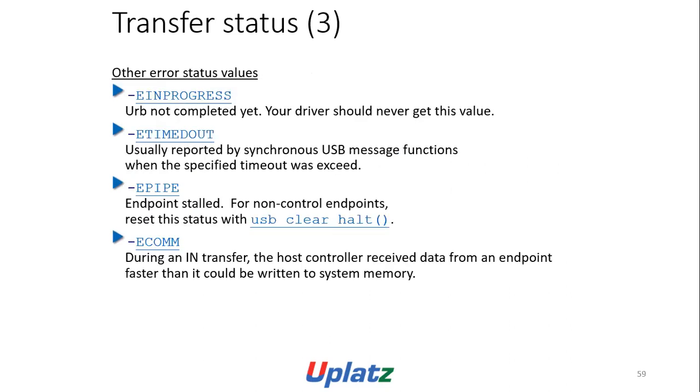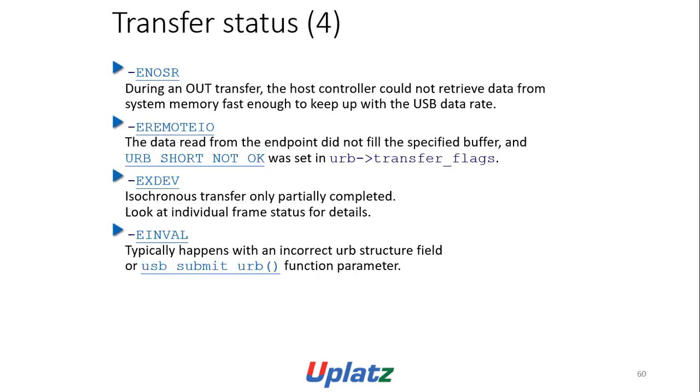Other error status values: -EINPROGRESS, the URB is not completed yet; your driver should never get this value. -ETIMEDOUT: usually reported by synchronous USB message functions when the specified timeout was exceeded. -EPIPE: endpoint stalled; for a control endpoint, reset this status with usb_clear_halt. -ECOMM: during an IN transfer, the host controller received data from an endpoint faster than it could be written to system memory. -ENOSR: during an OUT transfer, the host controller could not retrieve data from the system memory fast enough to keep up with the USB data rate.